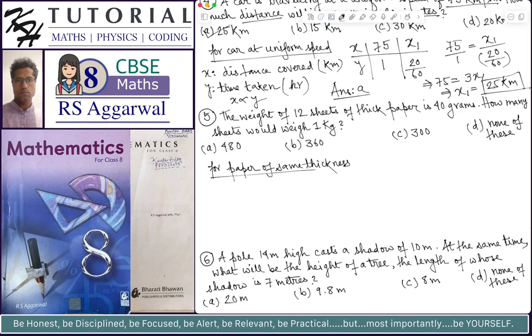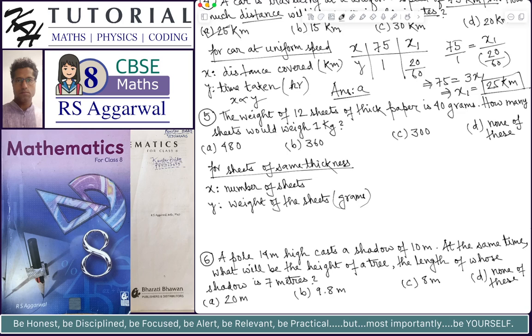So for sheets, all the sheets are of same thickness. Let's consider the quantity x as the number of sheets, and the quantity y as the weight of the sheets in grams.